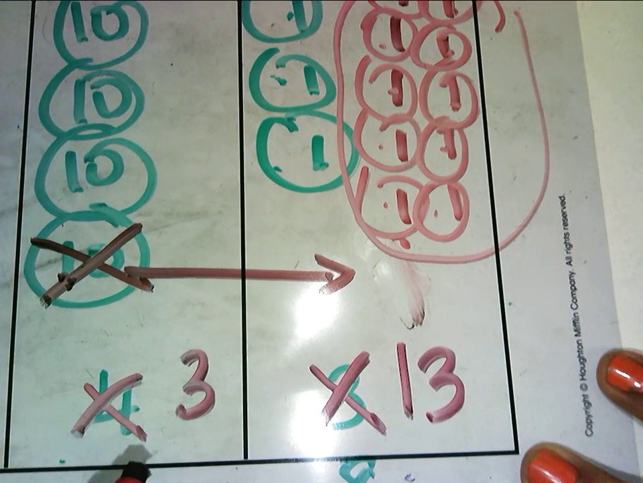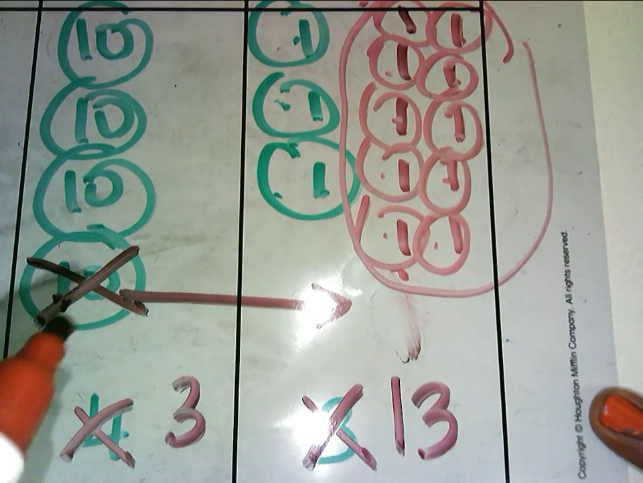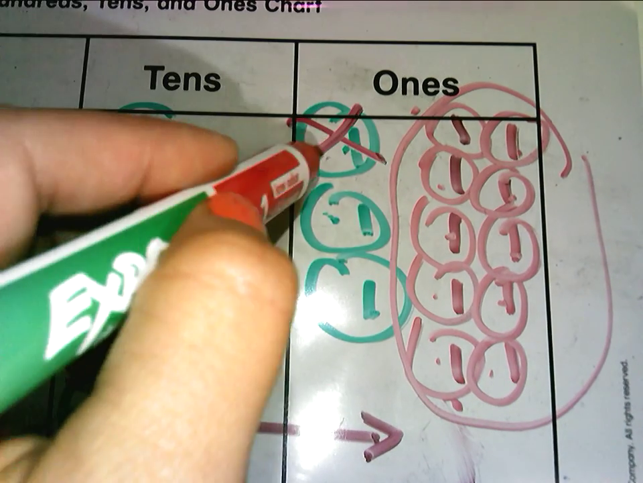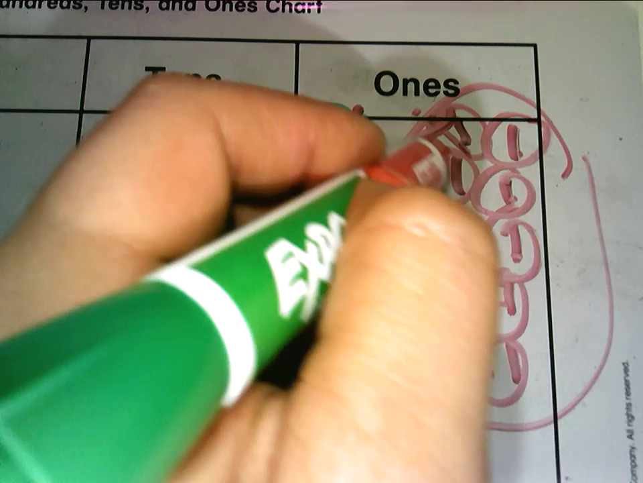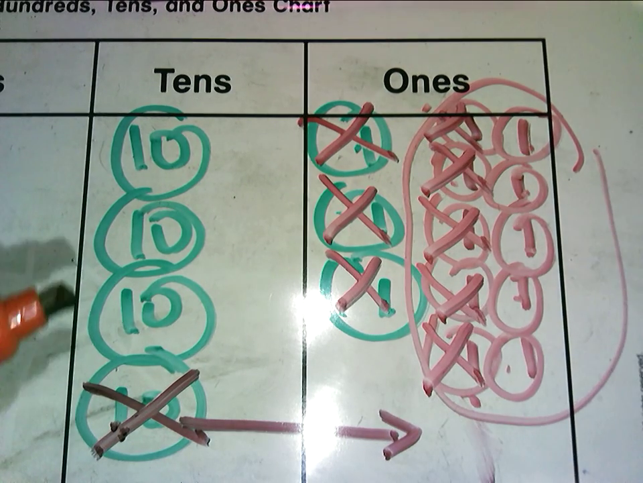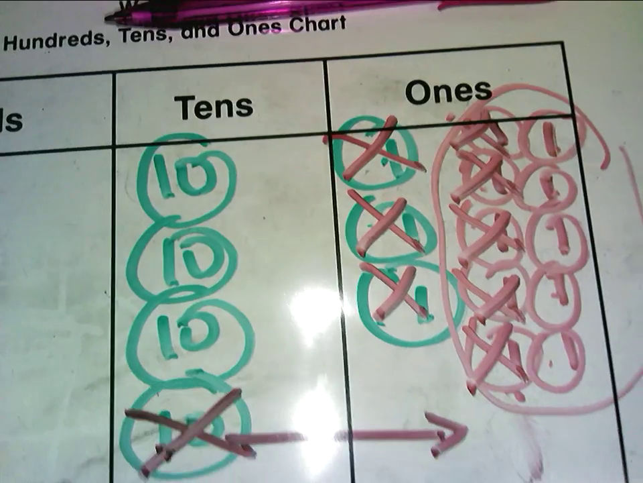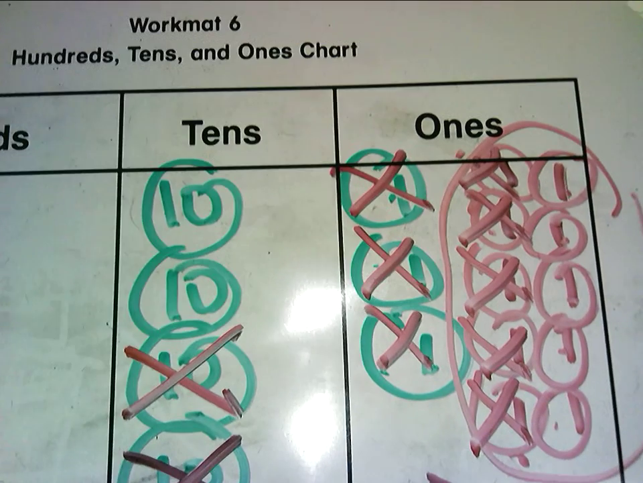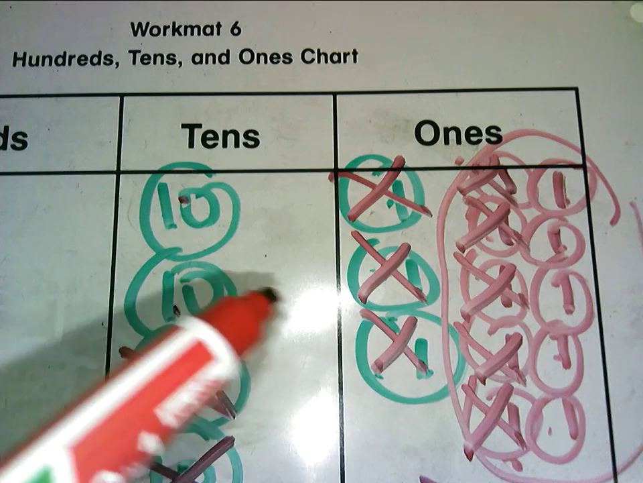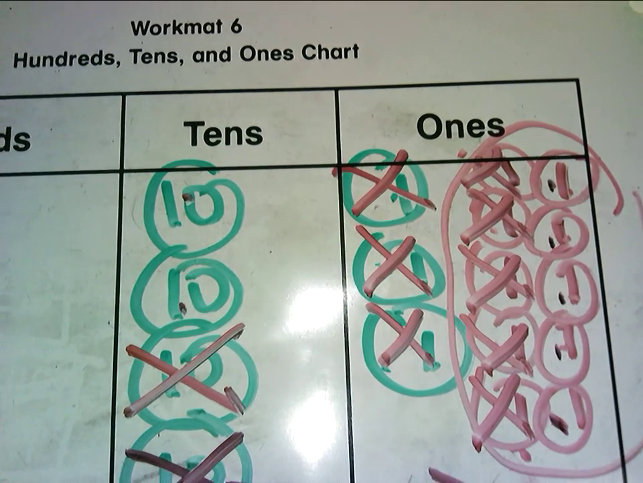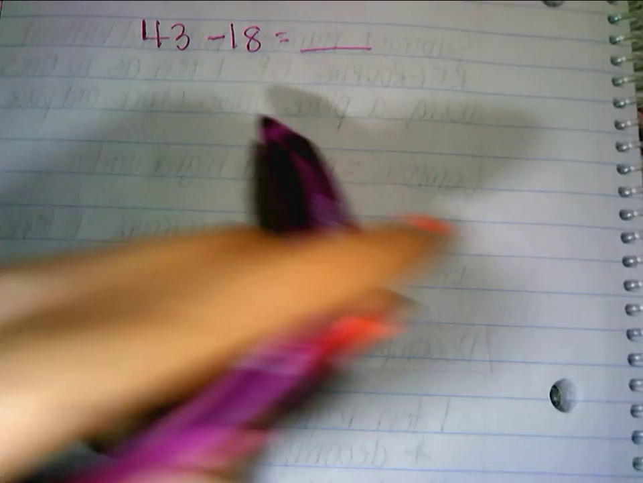So that changes to 3, and that changed to 13. So now I can subtract the 8 in the ones place. 1, 2, 3, 4, 5, 6, 7, 8. Then I need to subtract that group of 10 right here. Okay? So now it's 10, 20, 21, 22, 23, 24, 25. So my answer, 43 minus 18, is 25.